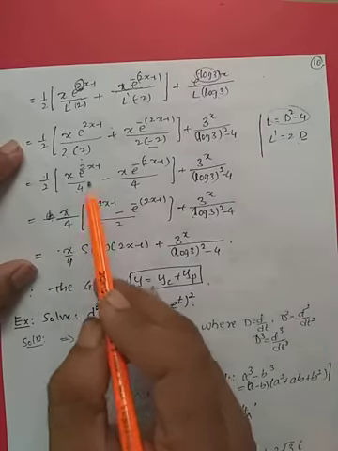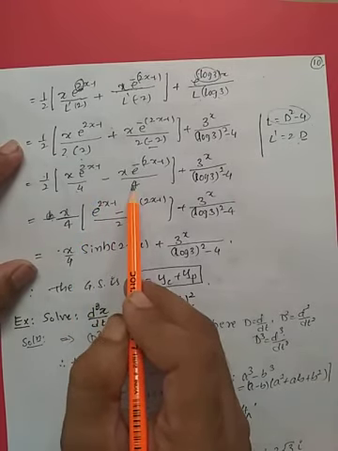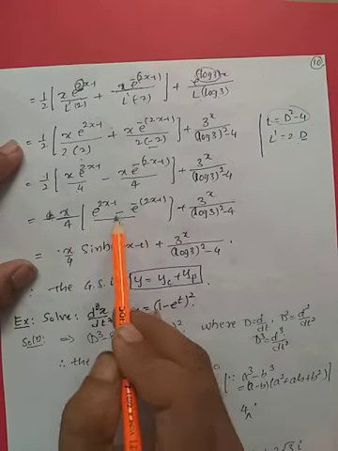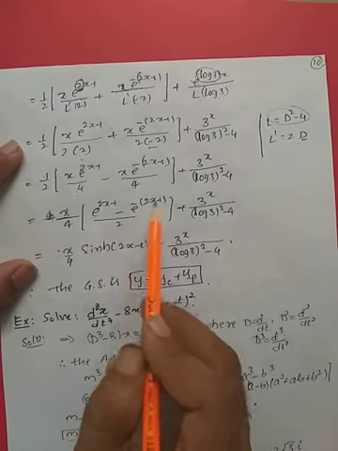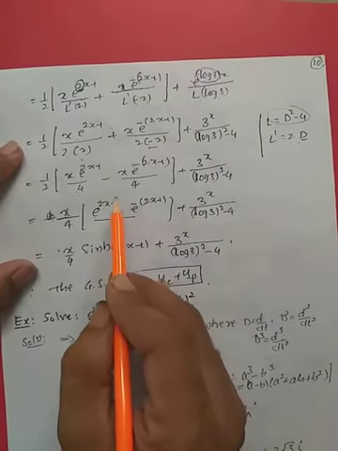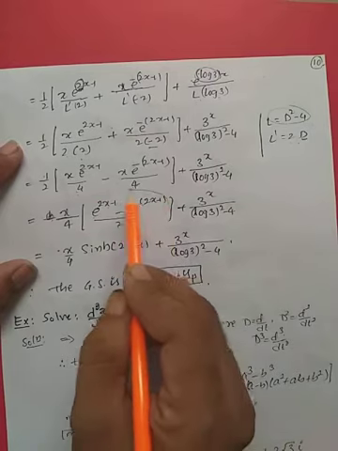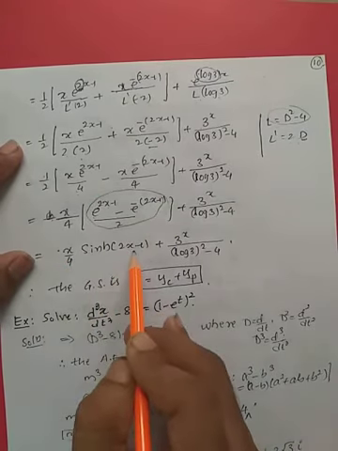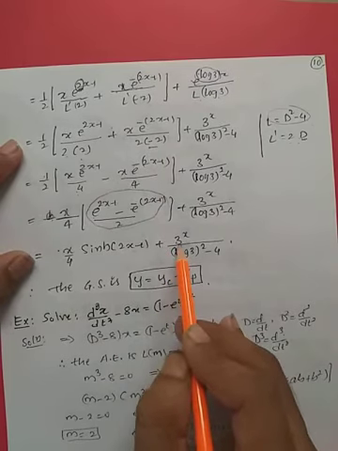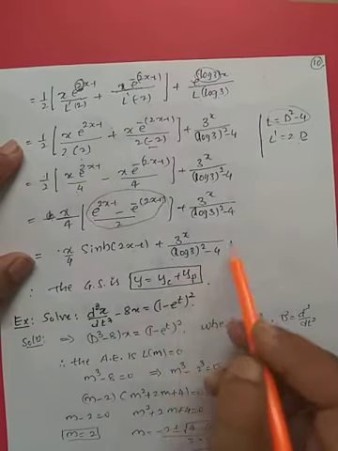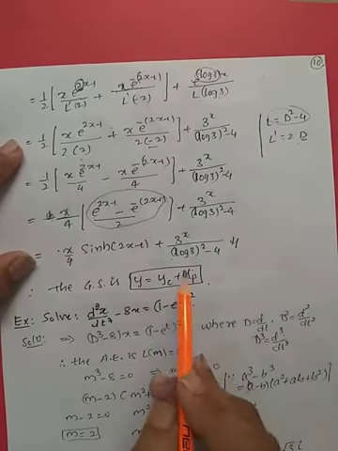You are left with the 2 here, 2 is the LCM, you can write it as e to the power 2x minus 1 minus e to the power minus 2x minus 1 divided by 2, plus this term as it is. Now, by the definition of sine hyperbolic function, this can be written as x by 4 into sine hyperbolic 2x minus 1, plus 3 raised to x divided by log 3 whole square minus 4. This is the required particular integral.